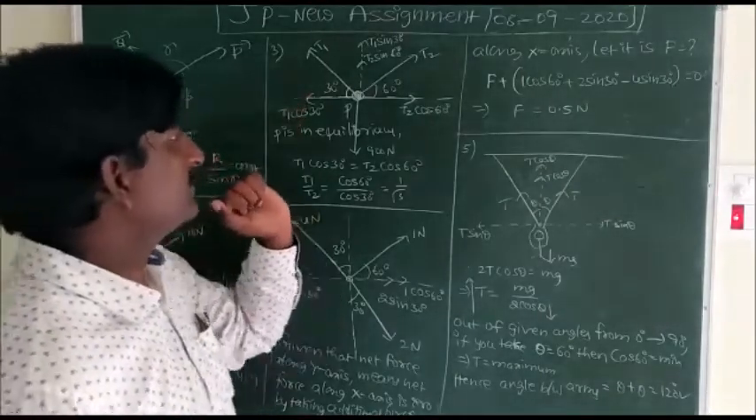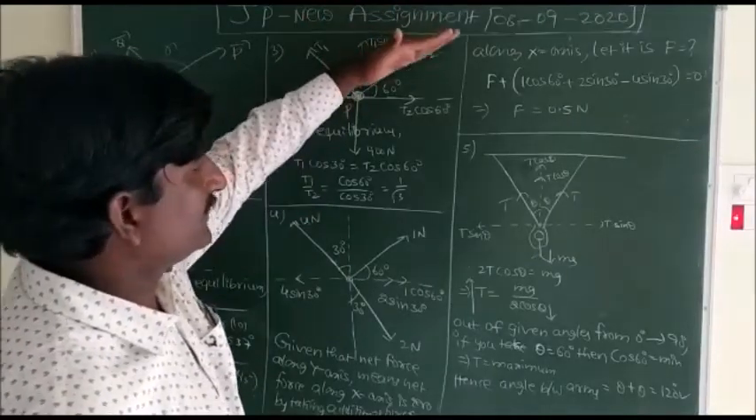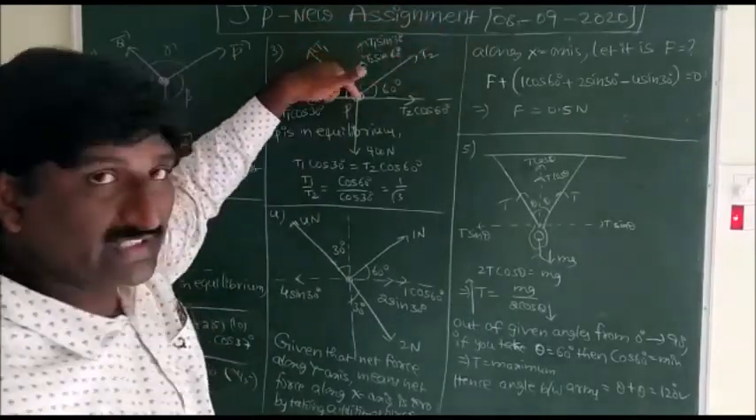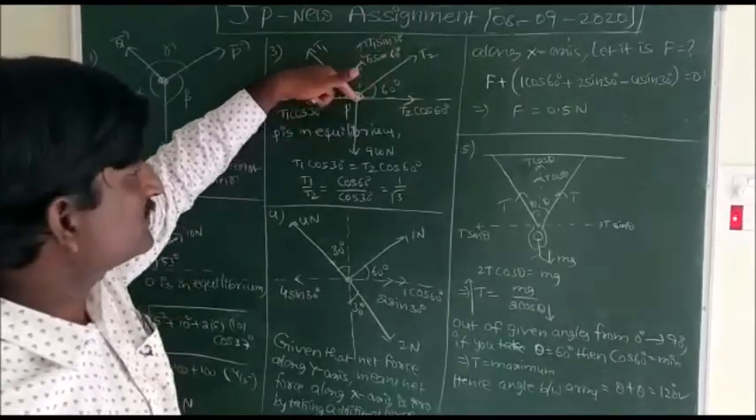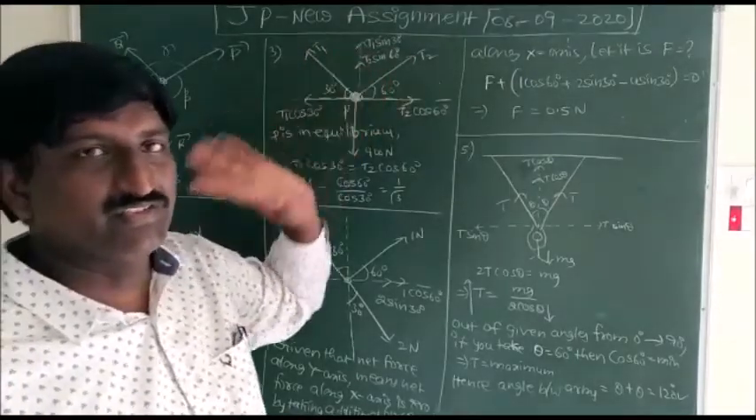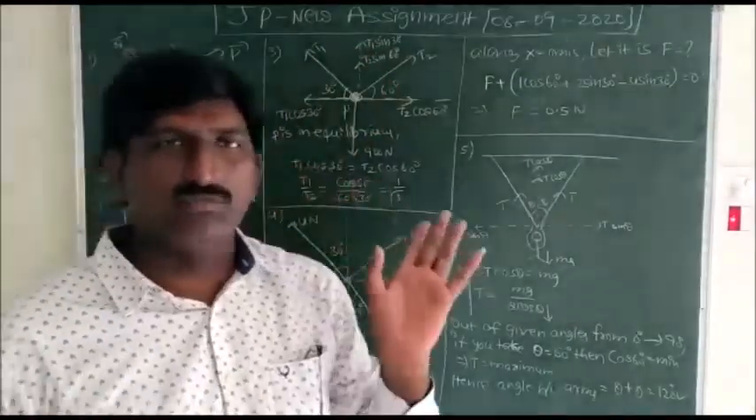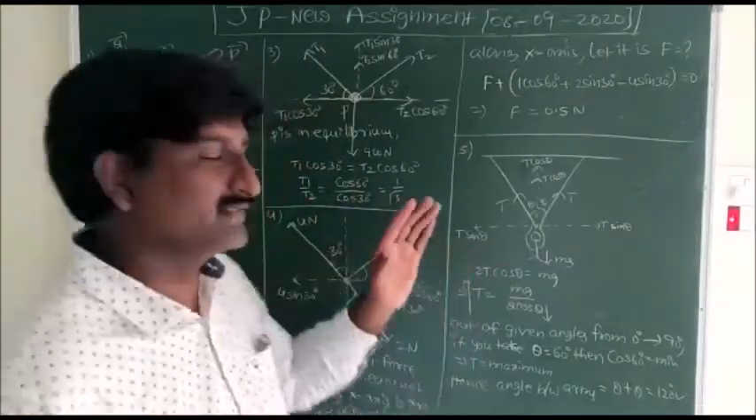Coming to the third problem, two tensions are given, tension T1 and tension T2, which act on a particular point P which is in equilibrium, as clearly mentioned. If this point is in equilibrium, then calculate the ratio of these tensions. That is the question. This problem can be solved according to Lami's theorem or simply by resolution of vectors.